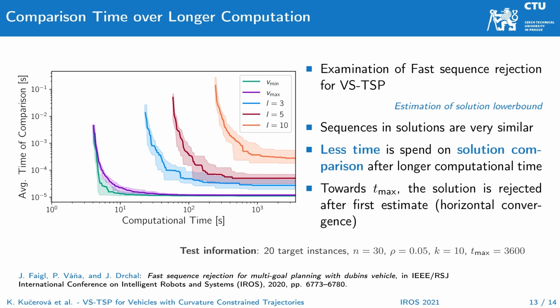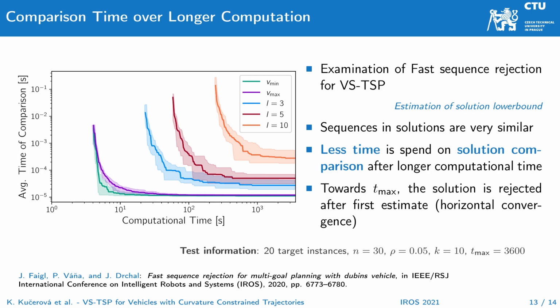The technique provides a rough cost estimate at first, which is fast to compute. If the solution passes a certain bound, a more precise estimate is computed, which also takes a longer computational time. Otherwise, the solution is rejected, thus the name fast sequence rejection.